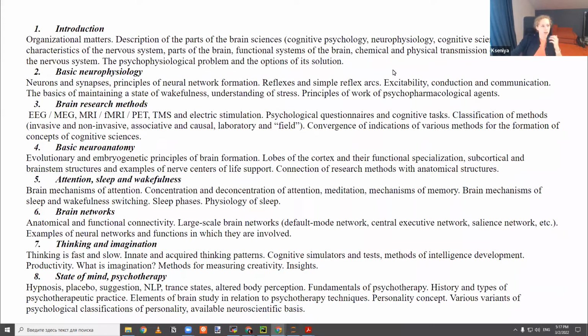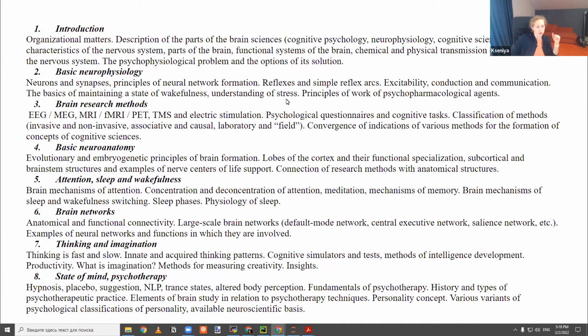These are our topics. The first one is introduction, some organizational matters, some main things about neuroscience and cognitive neuroscience, and about the brain, neurons, and so on. Then we'll have a lecture about basic neurophysiology, about neurons, synapses, resting state potential and action potential. So it will be mostly about the neurons, the lowest level.